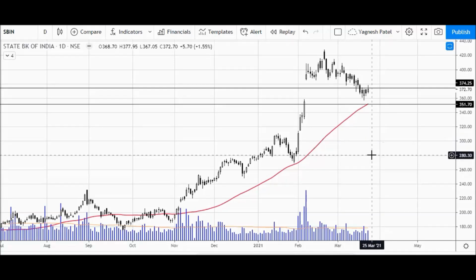So this is the way you can simply analyze with the help of only horizontal support lines.